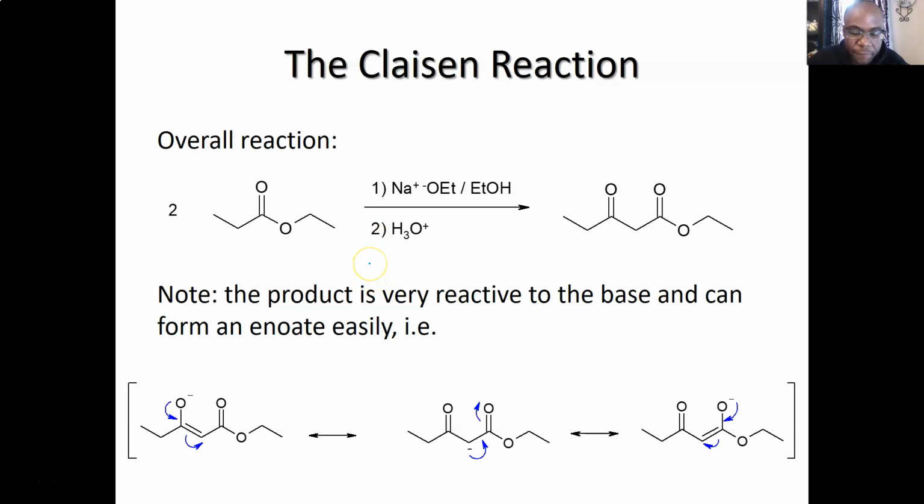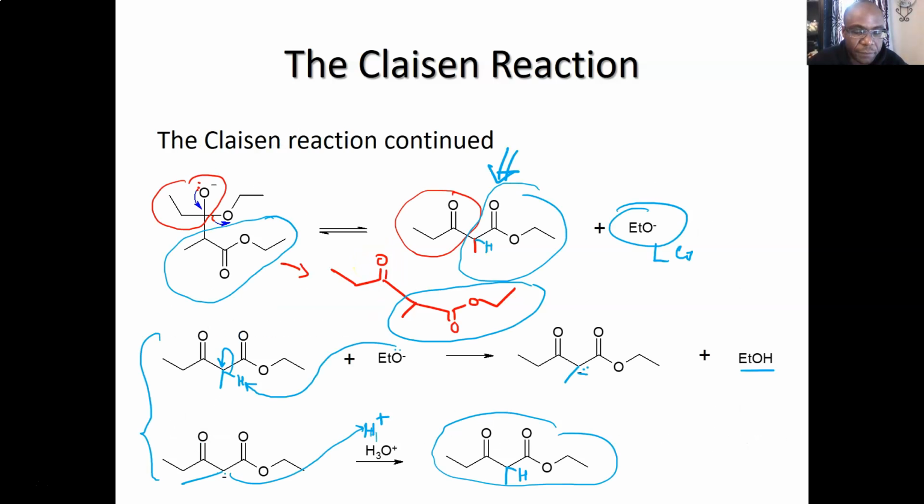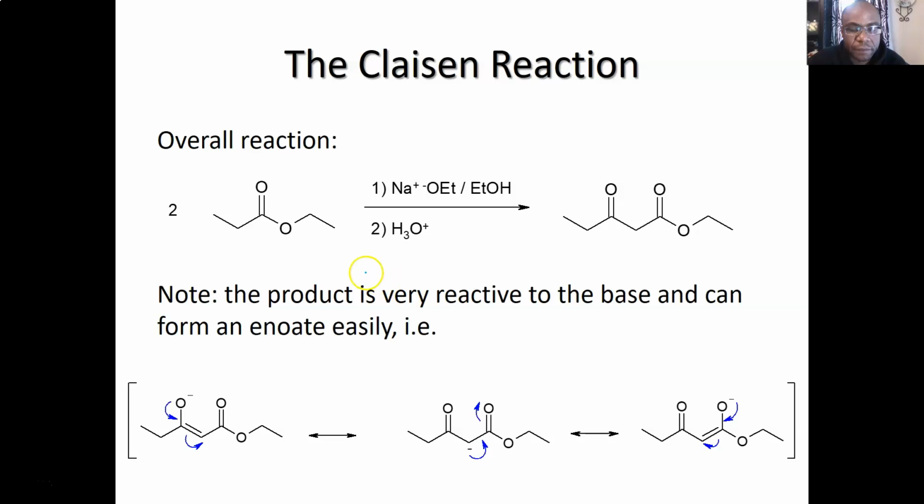Okay, so generally, if you're doing a reaction with two of these molecules, you're going to end up with a condensation reaction. There's a CH3 here. CH3 is missing. There's going to be a condensation reaction where this used to be the alpha carbon that attacked the carbonyl, which lost the OEt as ethanol. Okay, that's the overall reaction that I've just described in the previous slide.